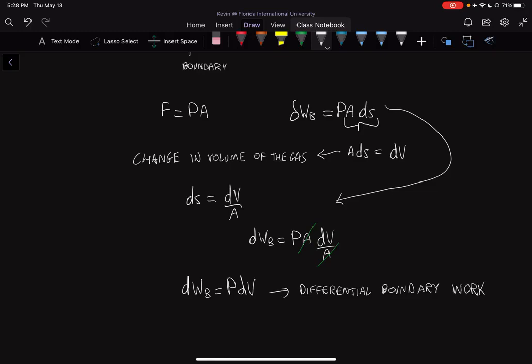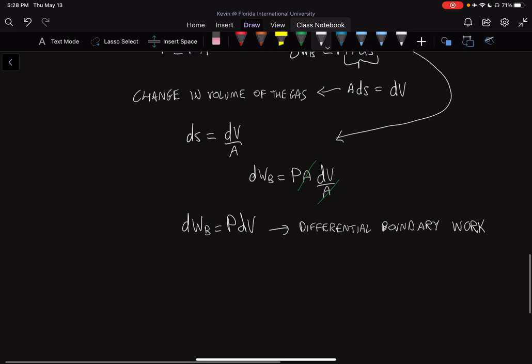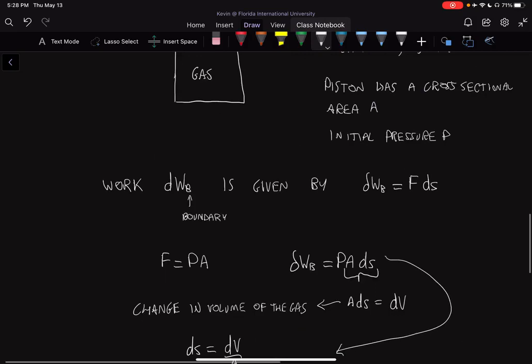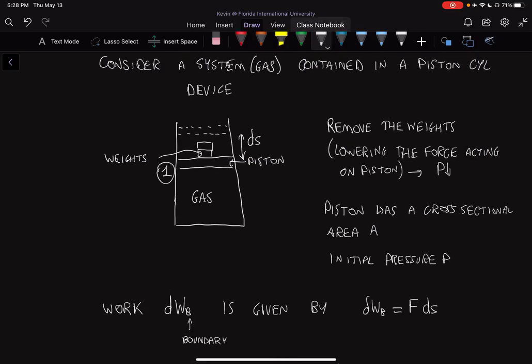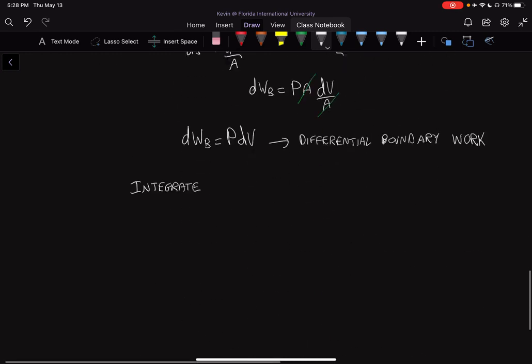It's not an explicit form. Now, if we integrate between two different points in our system, so for example, if this was 0.1 and this was 0.2 for our piston in terms of distance, we could integrate between 1 and 2. So we could say that the integral from 1 to 2 of dW boundary is equal to the integral from 1 to 2 of P dV.